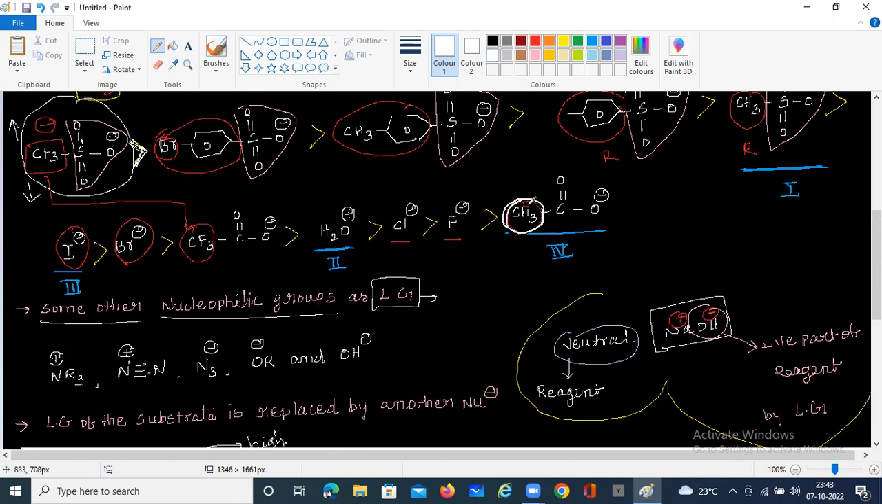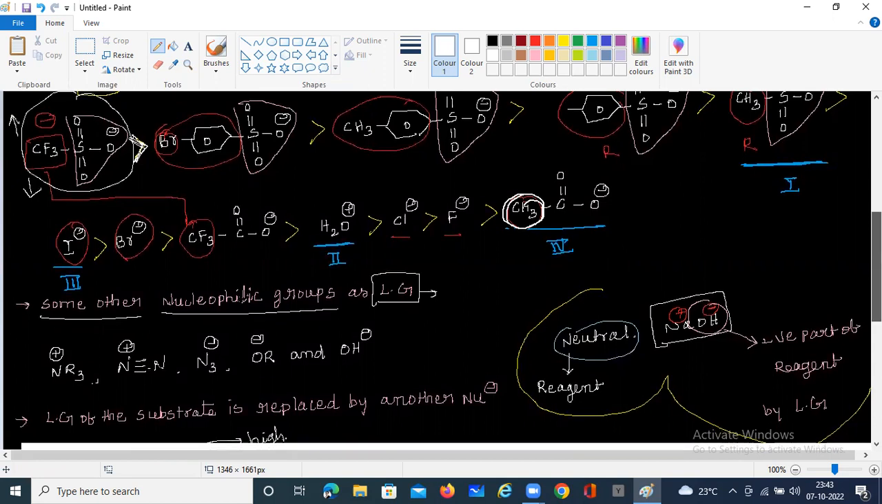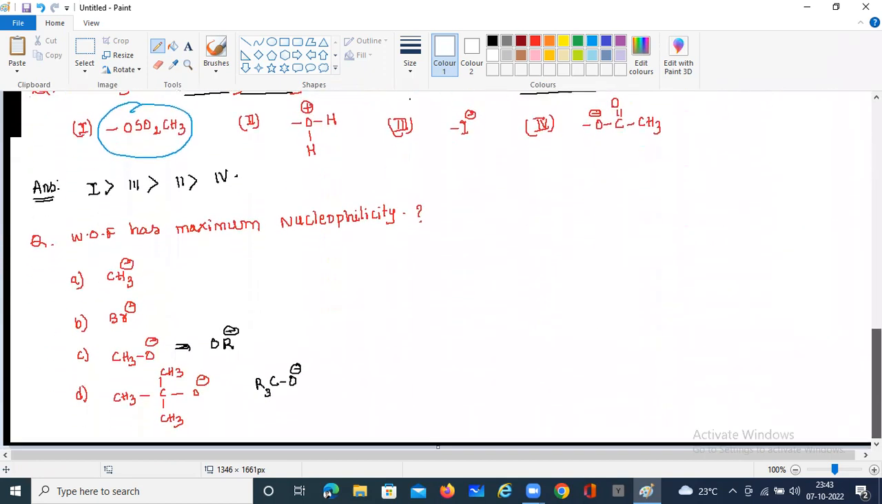So the answer should be the first option: CH3 minus has the maximum nucleophilicity. Why so? Because the leaving power is less, only for this one. So what is the answer for this one? It is the first option. Okay.